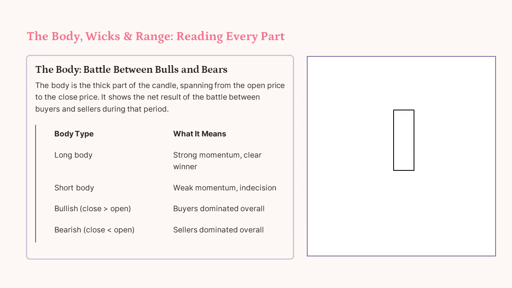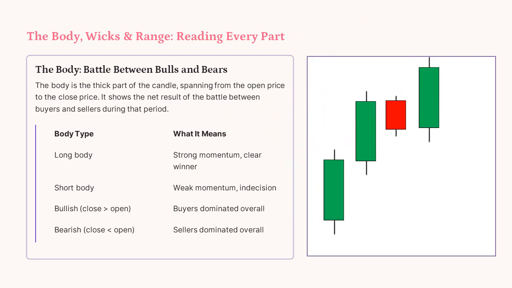The body represents the range from the open price to the close price. It shows the net result of the battle between buyers and sellers during that period. A long bullish body, a tall green candle, tells us several things. Buyers were aggressive. They opened somewhere, pushed price significantly higher, and closed near the high. Sellers couldn't push price back down. This shows strong momentum, and it suggests that the trend is likely to continue in the same direction.